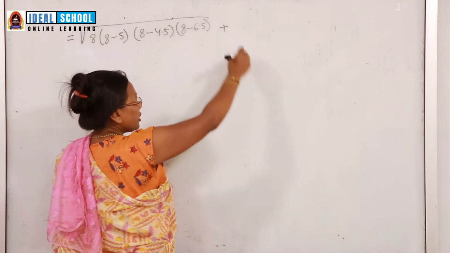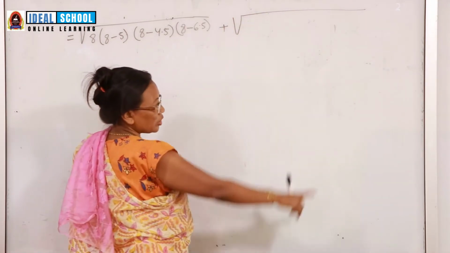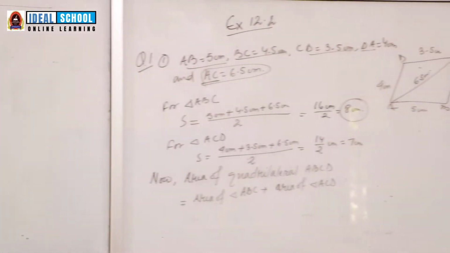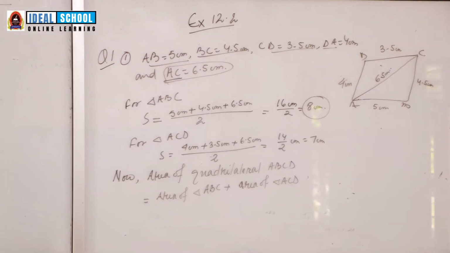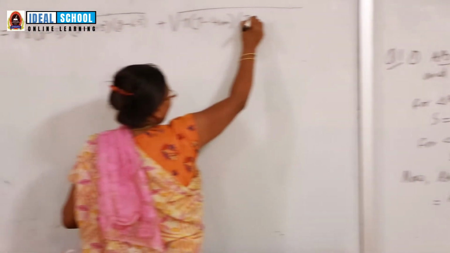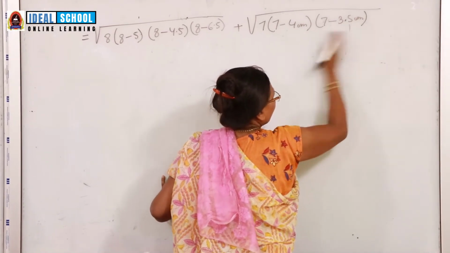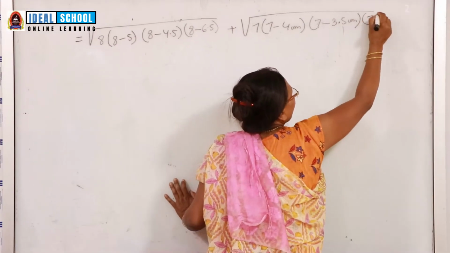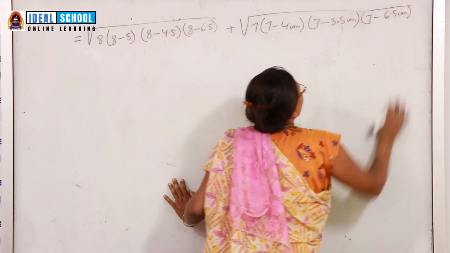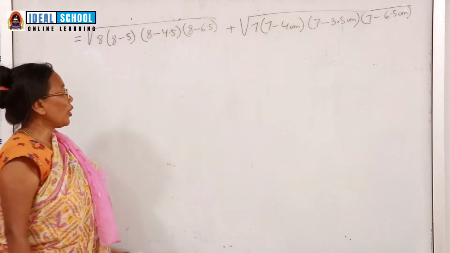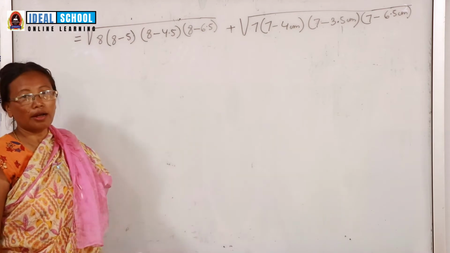the triangle ACD. Root over S, where the value of S for the triangle ACD is 7. 7 minus 4 centimeter, 7 minus 3.5 centimeter, 7 minus 6.5 centimeter. Now we are applying the formula by using the data.